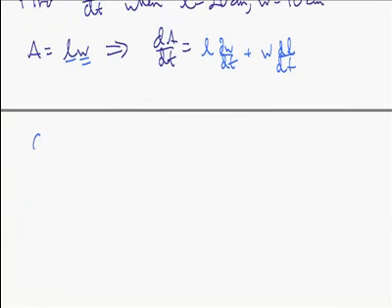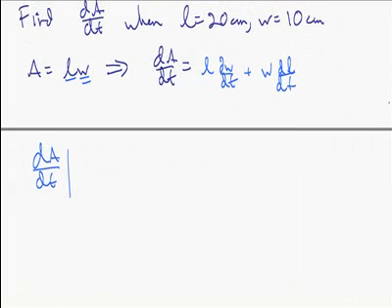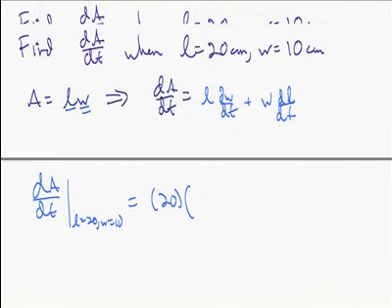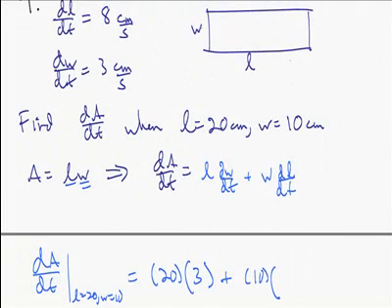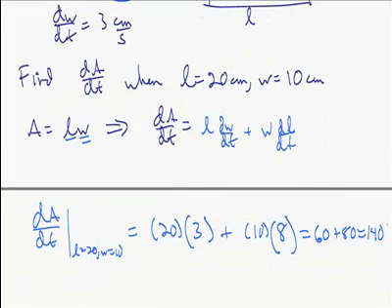We can see that dA/dt, at the point where L is 20 and W is 10, is going to be L, which is 20, times dW/dt, which we were told at the beginning was 3 centimeters per second, plus W, which is 10 at this instant, times dL/dt, which we're told originally was 8. Is that right? Yeah, 8 centimeters per second. And what do we get then? We get 20 times 3 is 60, plus 80. We get 140, and what's the unit going to be?